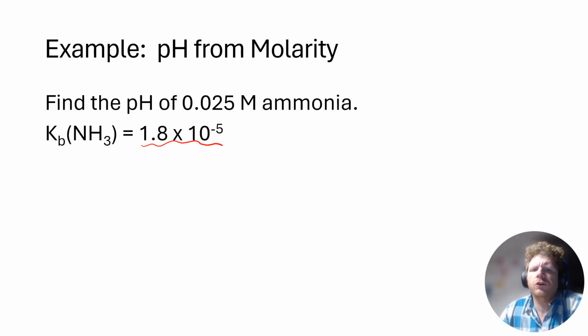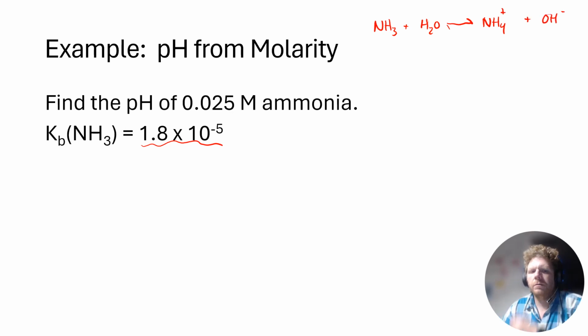Now let's look at our reaction. Our reaction is NH3 plus H2O, which produces NH4 plus and OH minus. Our initial concentration of ammonia is 0.025. I'm going to skip H2O because we don't include that in our expression. What's our change and what's our equilibrium concentration? That's what we want to know.